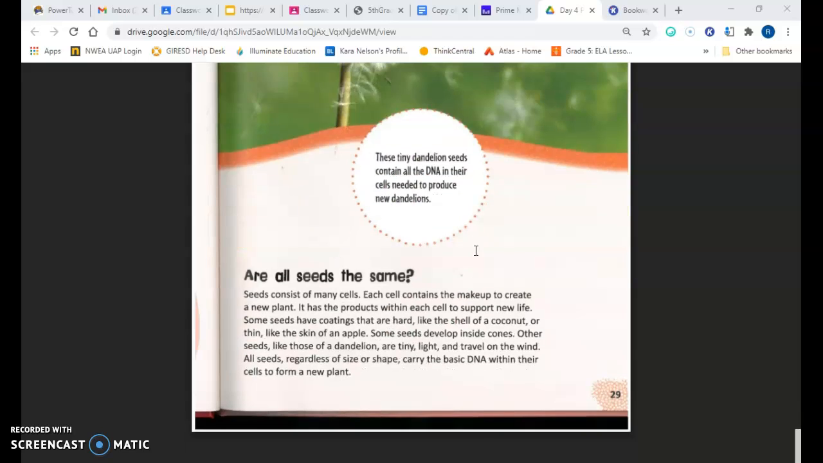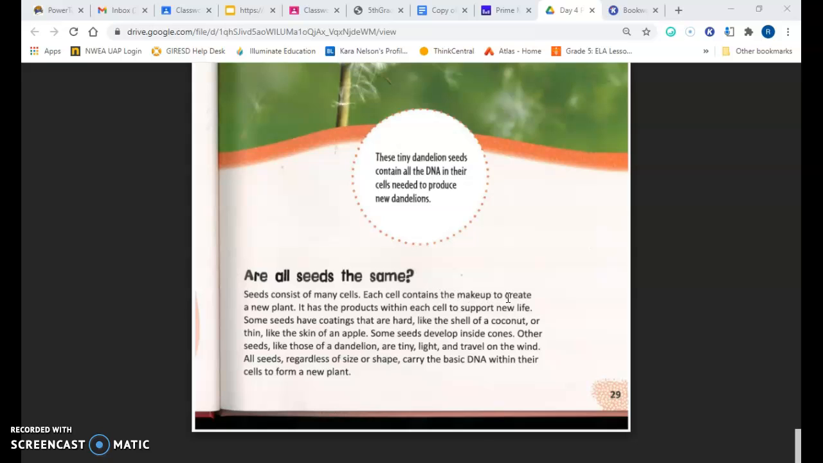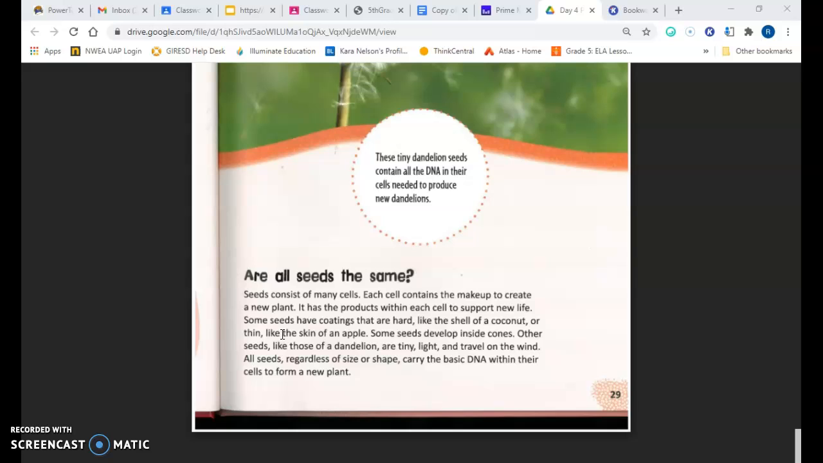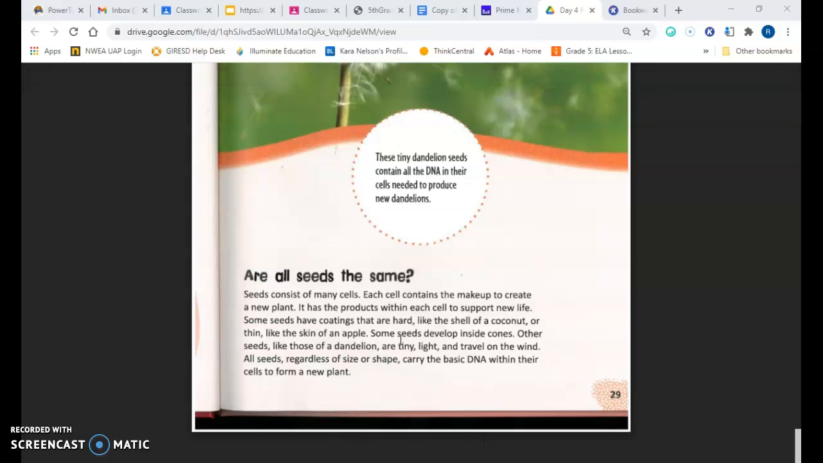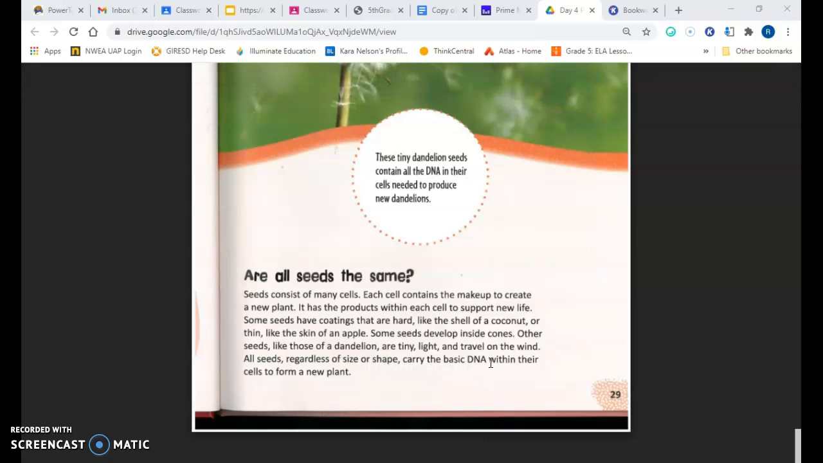So are all seeds the same? Seeds consist of many cells. Each cell contains the makeup to create a new plant. It has the products within each cell to support new life. Some seeds have coatings that are hard, like the shell of a coconut, or thin, like the skin of an apple. Some seeds develop inside cones. Other seeds, like those of a dandelion, are tiny, light, and travel on the wind. All seeds, regardless of size or shape, carry the basic DNA within their cells to form a new plant.